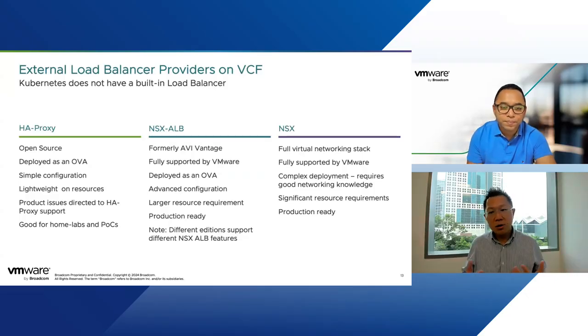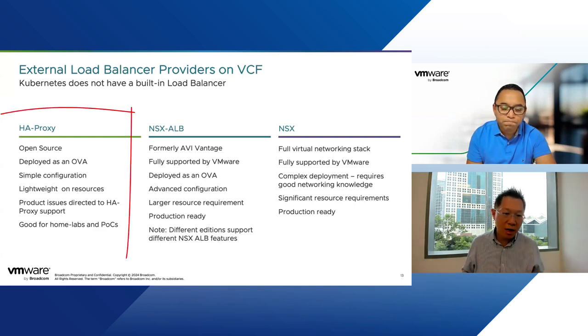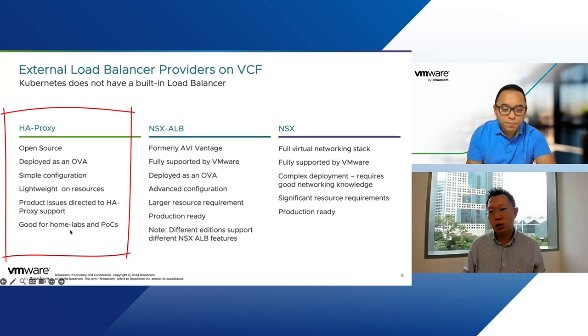In vSphere with Tanzu, you have the option of deploying using just vSphere networking. With that, the NSX LB is not available for you to use. So essentially what you will have to use is HA Proxy. We provide that, but it is open source. If you want to test things out, it's okay to use HA Proxy. It's good for your home labs. If you want to do a POC, I think that's fine. You can use HA Proxy.